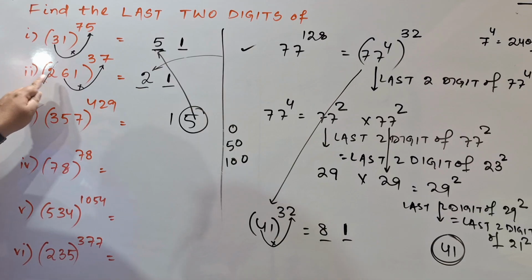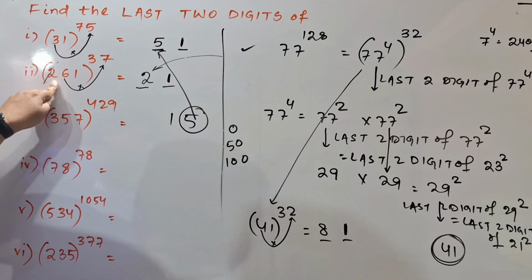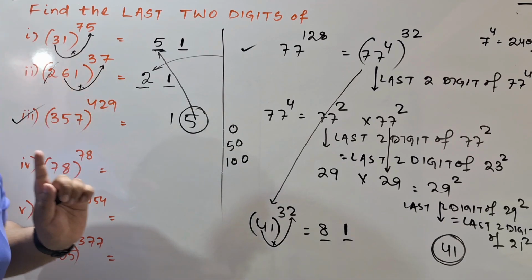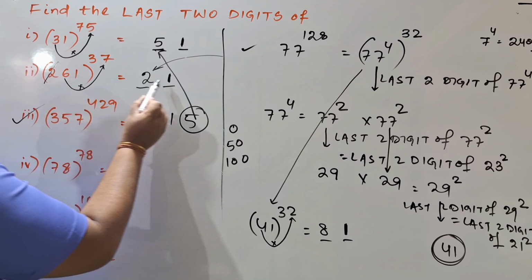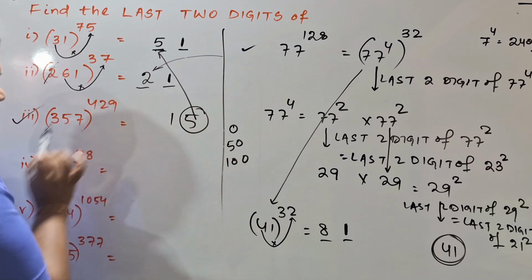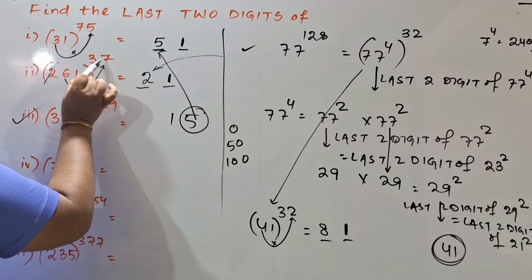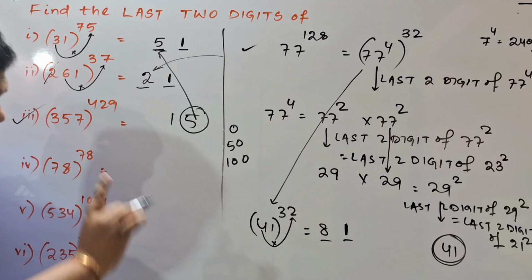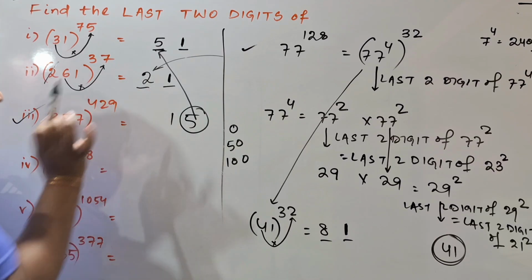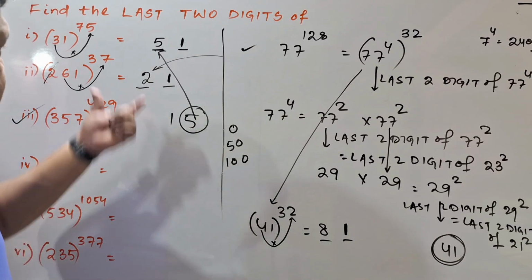Similarly, in this question, first of all, eliminate this 2. So 61 to the power 37. The base ends in 1, the unit place is 1. Now how to find the tens place? Multiply 6 with 7, that is 42. So write 2 here. Understood? So this process I know.